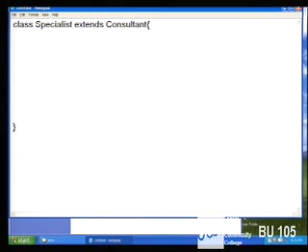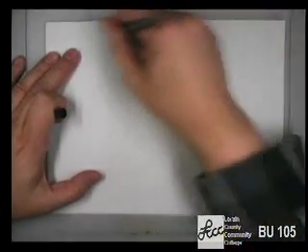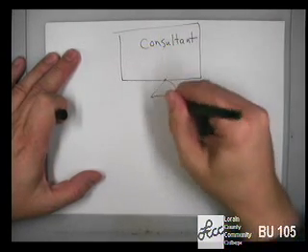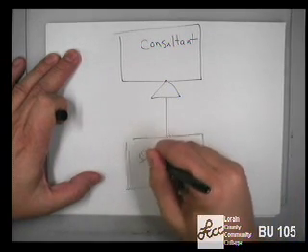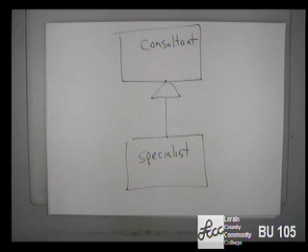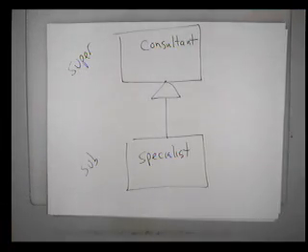What that means is if we were drawing the class diagram, we would have consultant and specialist. And put in the is-a terminology, a specialist is a consultant. They're a special kind of consultant. All right? Now, the reverse isn't true. A consultant is not necessarily a specialist. So this is a superclass. This is a more inclusive class. This is a subclass. This is a less inclusive class.